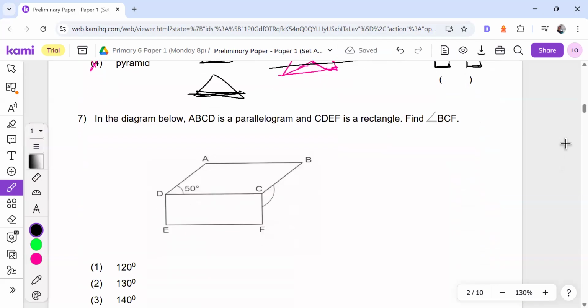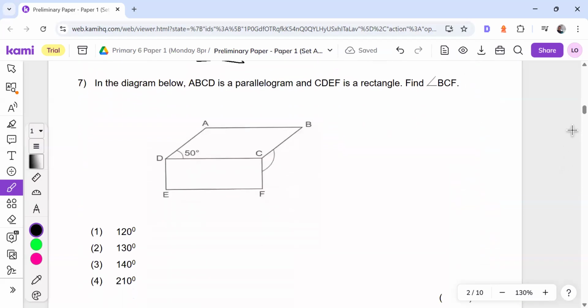Okay, question 7. What is angle BCF? So you will need to put the question mark. You will need to do something to the drawing, like arrowheads, to show that they are parallel. And then a rectangle has right angles, right? So you may want to do all this so that you know how to get your answer. And then how do you get the question mark? Go and find other angles that are easy to find.